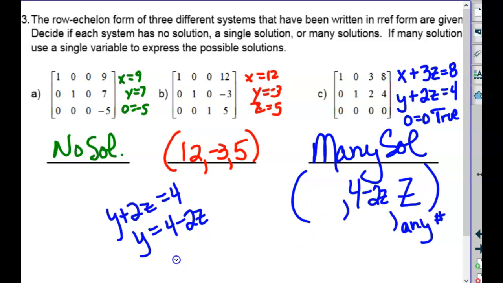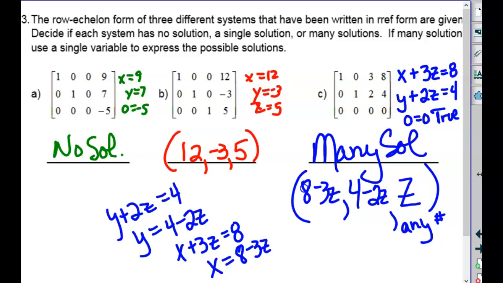Okay, and then X plus 3Z was 8. So X would equal 8 minus 3Z. Feeling like you got that? There are more of those on worksheet 13.